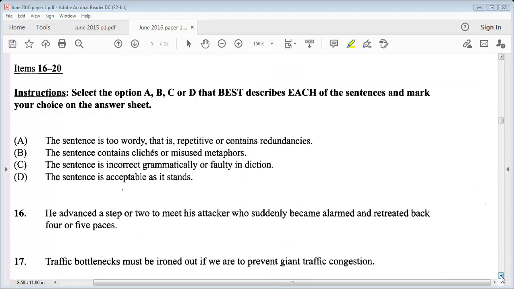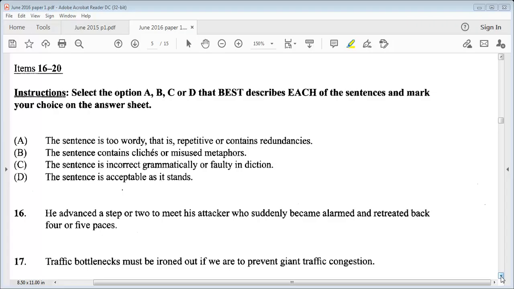Items 16 to 20. The instruction says, select the option A, B, C, or D that best describes each of the sentences and mark your choice on the answer sheet. So A, the sentence is too wordy, that is repetitive or contains redundancies. B, the sentence contains cliches or misused metaphors. C, the sentence is incorrect grammatically or faulty in diction. And D, the sentence is acceptable as it stands.